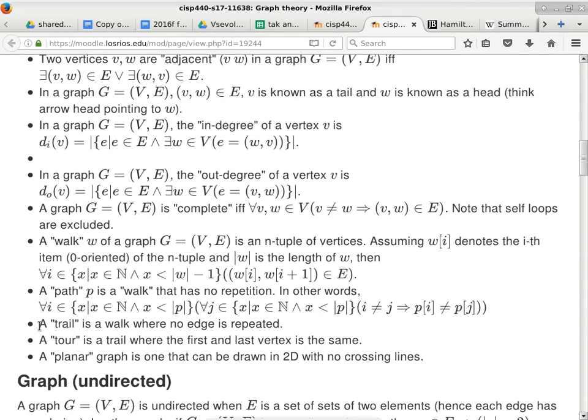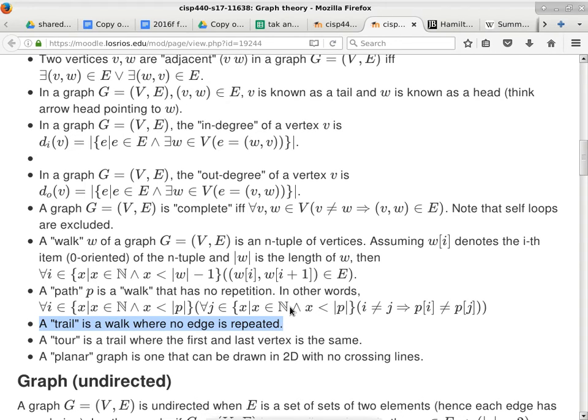What about a trail? A trail is a walk, but this time we are not repeating edges. Can we repeat a vertex in a trail? What do you think? Yes, we can. So you can repeat a vertex in a trail. You just cannot repeat the same edge.